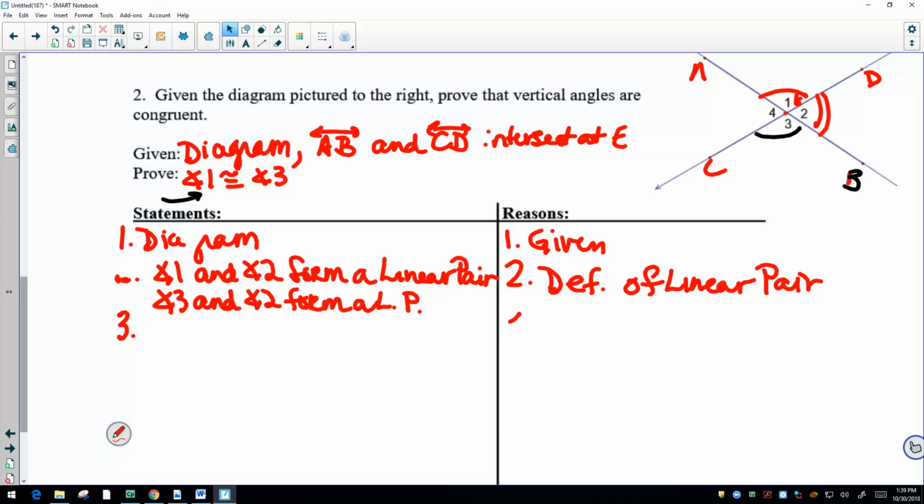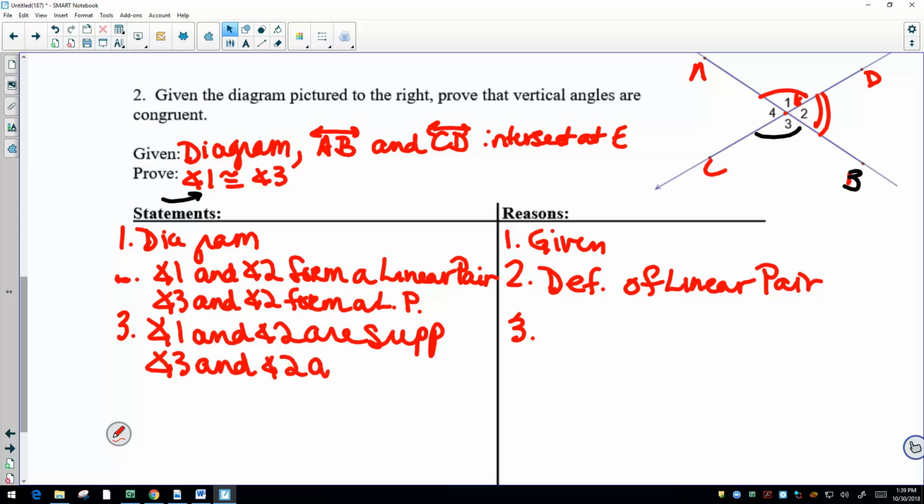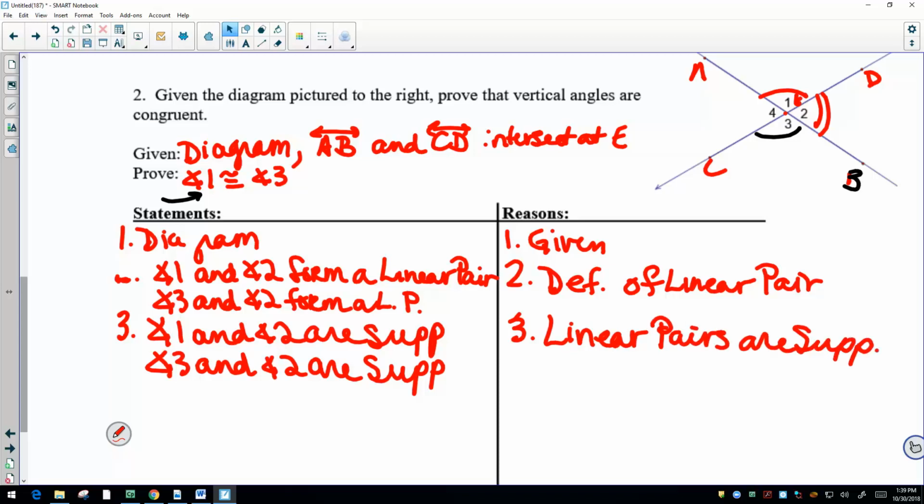So if I have two angles next to each other on a line, well, I know that they're going to be supplementary. So I can say angle 1 and angle 2 are supplementary. But I could do the same for angle 3 and angle 2. And the reason we know this is linear pairs are supplementary. So your reasons are just explaining what you're doing. Your reasons are trying to show you why things work.